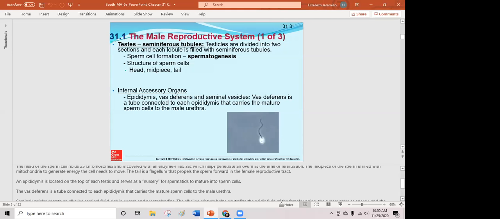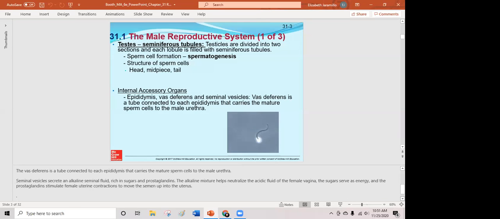So an epididymis is located on the top of each testis and serves as a nursery, or kind of holds all the sperm, for the spermatids to mature into sperm cells. The vas deferens is a tube connected to each epididymis that carries the mature sperm cells to the male urethra. So once they are mature and they come out of their little nursery, the epididymis, they go through the vas deferens. It's like a little tube, and it carries them to the male urethra.